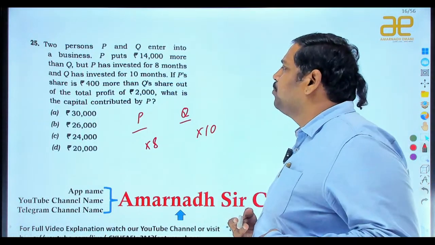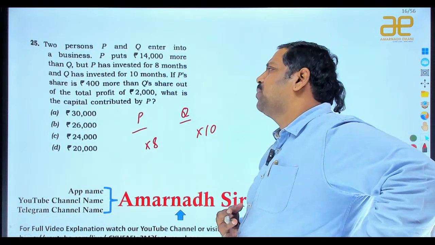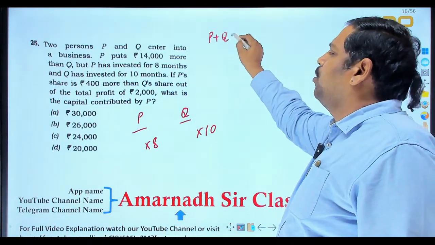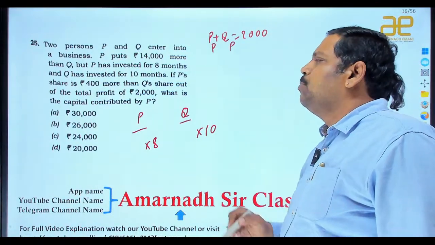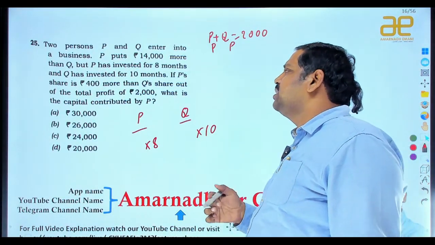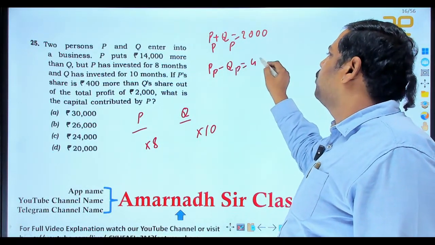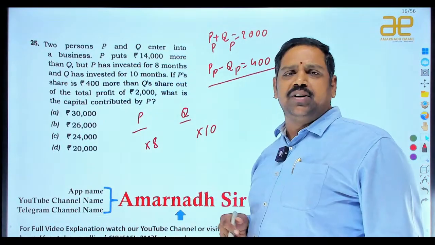Next point: P's share is 400 more than Q's share out of the total profit of 2000. Total profit means P plus Q, which is 2000. P's profit is 400 more than Q, means the difference, P's profit minus Q's profit, is 400. Now if I add, I'll get the individual profits of P and Q, right?